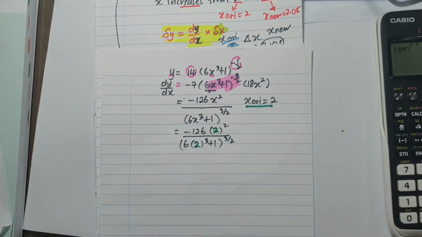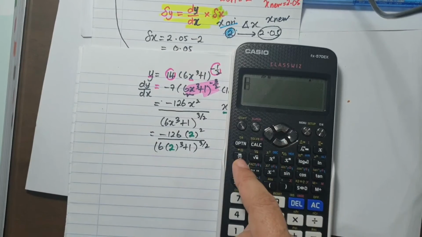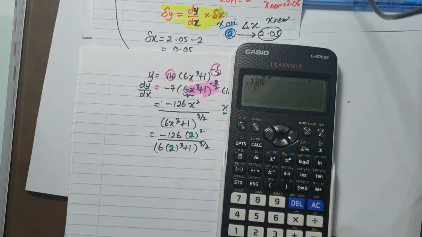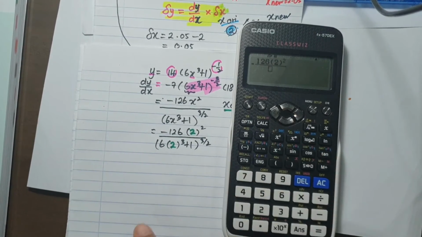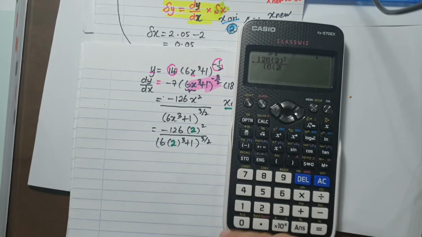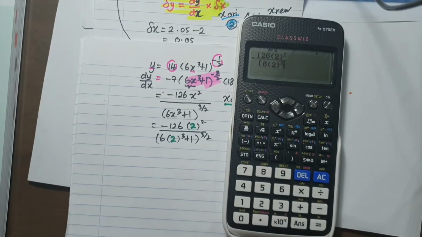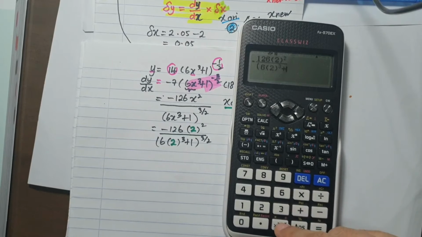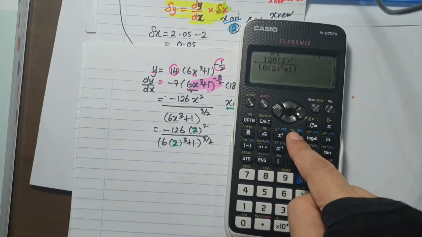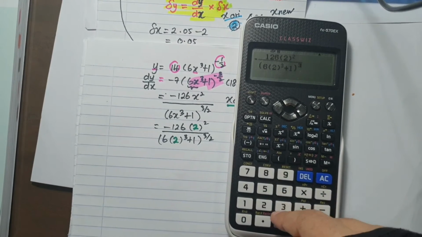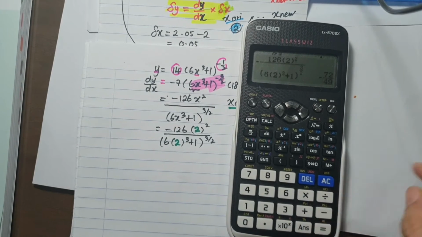This one you can use a calculator. If you have this calculator, press this button for fraction, and then you have negative there, 1 over 6. Open bracket 2, power of 2, this button. Then go down, open bracket 6, open bracket 2, power of 3, the yellow button, so you need to press shift and this button. You have power of 3 there, plus 1, close bracket. And this bracket is power of 3 over 2, so press the power button, 3 over 2. Next, press the equal sign. You get negative 72 over 49.